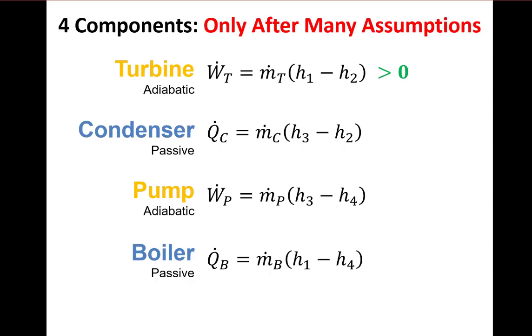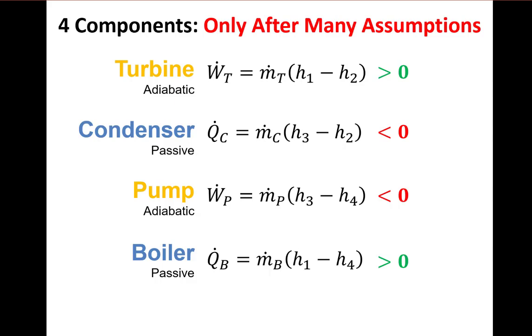We expect the turbine power to be positive because that's work out. The condenser heat is being rejected, so heat out is negative. The pump is work in, so it is negative, and the boiler is heat in, so heat in is positive.